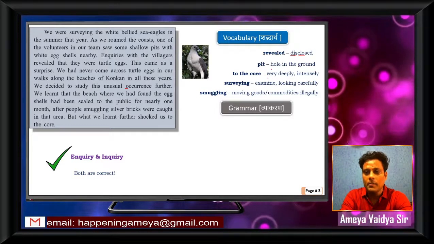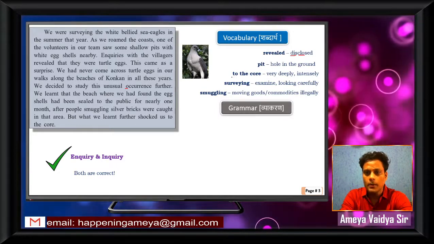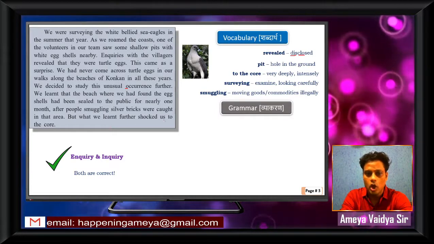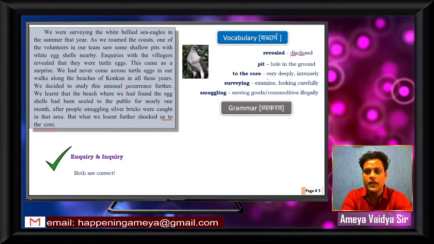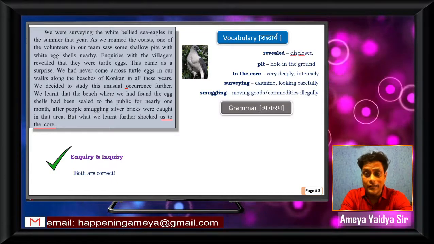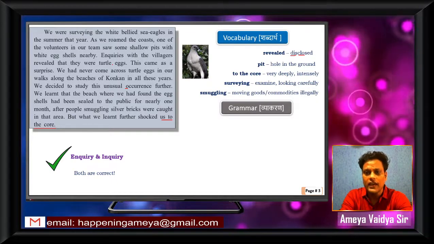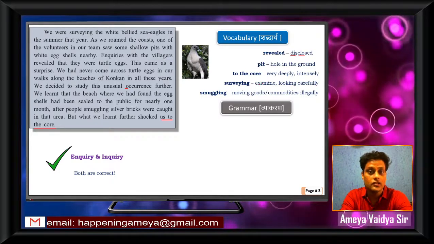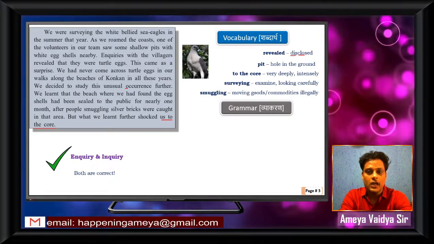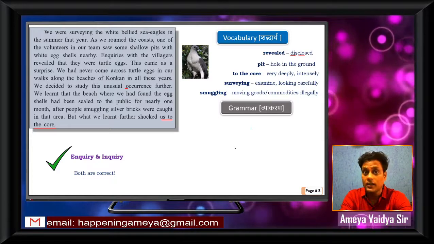Now, what do you mean by pit? It's a hole in the ground. What do you mean by to the core? It's here, right? Shocked us to the core. So what do you mean by that? To the core means very deeply, very intensely. And they were surveying. What do you mean by that? They were looking thoroughly or looking carefully or examining something. Smuggling, of course, is moving goods or commodities illegally.